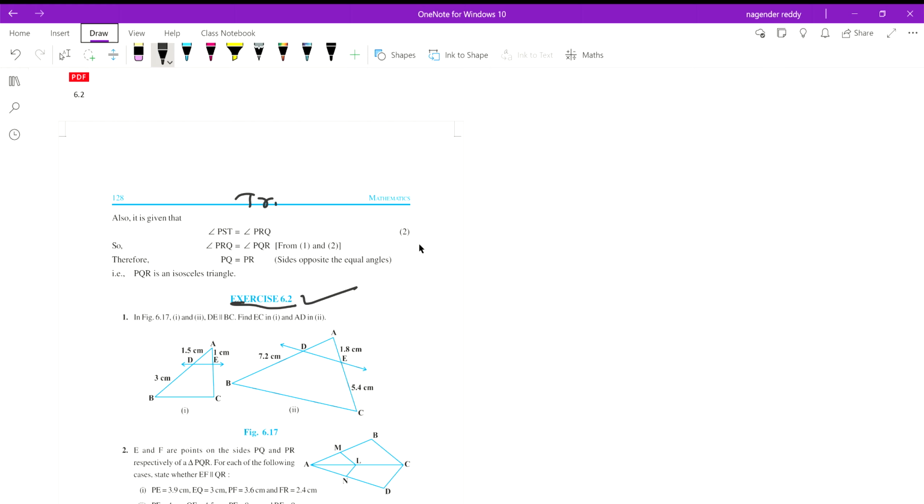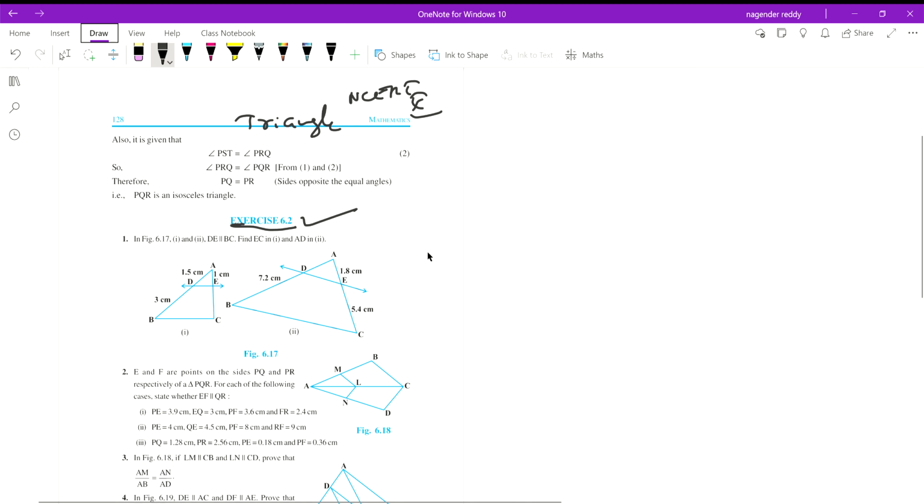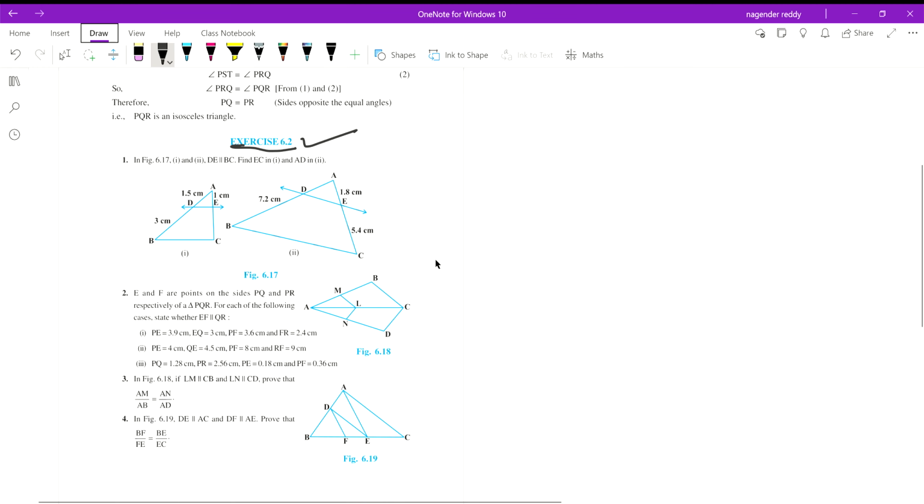Triangle concept of NCERT 10th class. This Exercise 6.2 is totally based on the concept called BPT or CBPT, the Basic Proportionality Theorem or the Converse of the Basic Proportionality Theorem. Now we'll do all the questions of this exercise today.